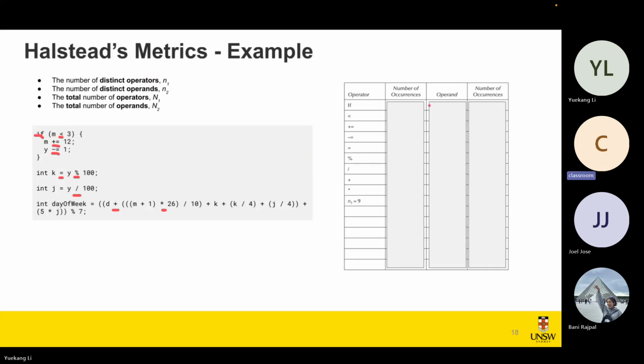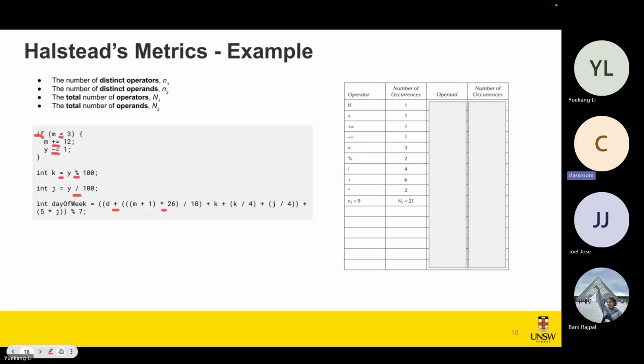And then we need to count the number of occurrences of each unique operator. And then we will get this. So the total number of operators is 21. For example, this equals appears 3 times, right? We just have 3 here in this table. And then the total number of operators increased by 3. So the total number of operators is 21 here.